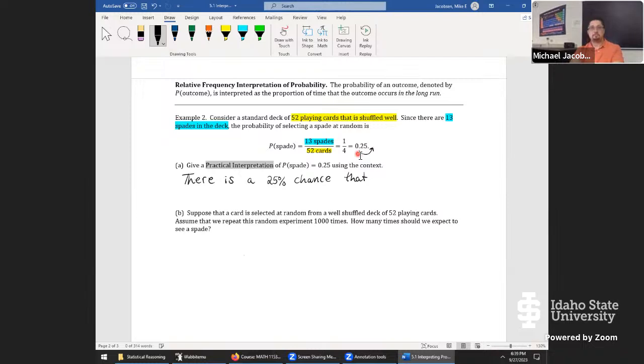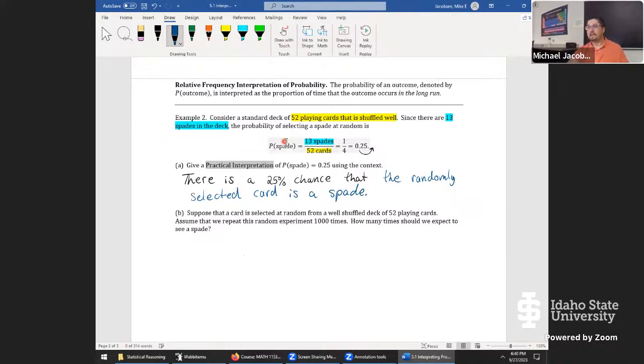that, well, something happens. Anyone know what the something would be? Exactly. We go here, convert it to a percentage for our interpretation, but then go inside here and just say what the event was. There's a 25% chance that the randomly selected card is a spade.